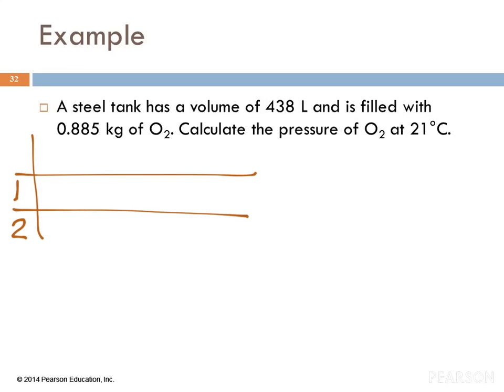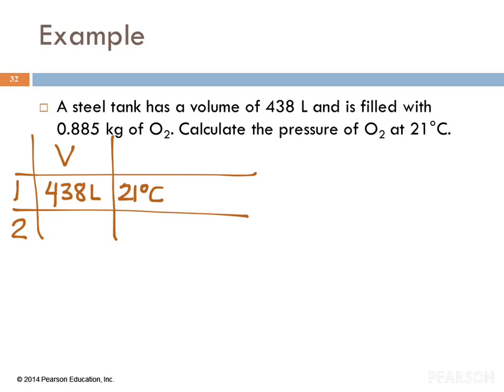So this is what we were doing. We're making a table. Let's put the numbers in. The first number is 438 liters. Pay attention, liter measures volume, right? It actually says volume of. So that's the volume column. 0.885 kilograms. We don't like that. Let's skip that one. 21 degrees Celsius.